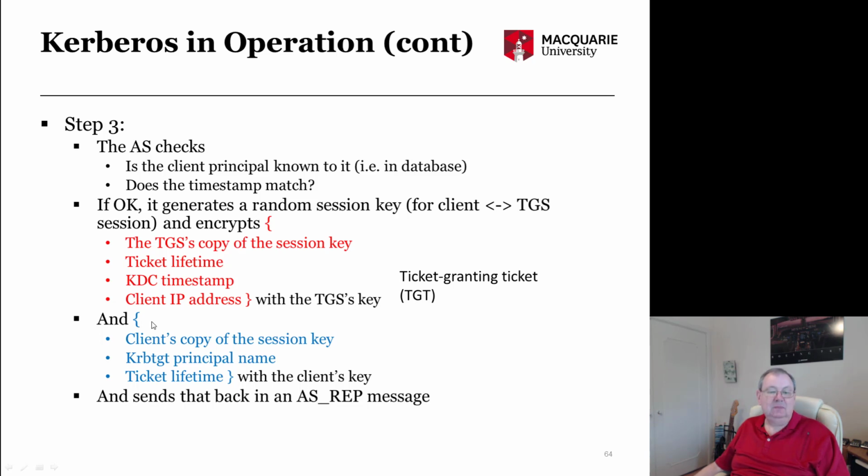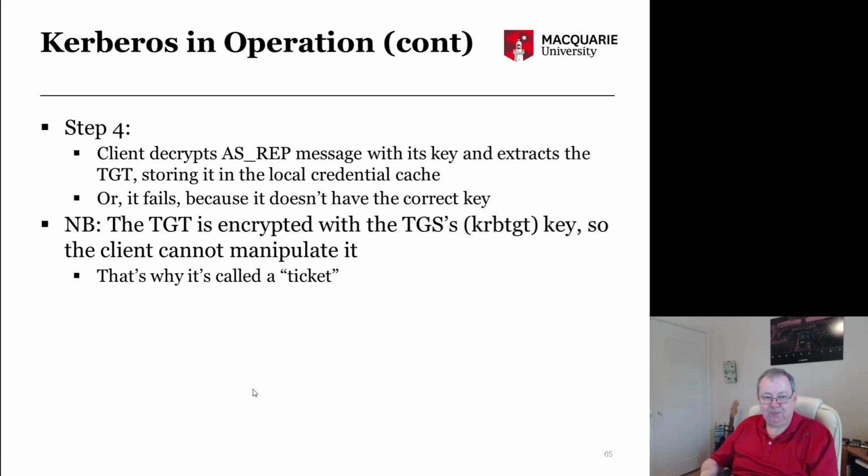It then adds on the client's copy of the session key, which will be used for client ticket granting server communication, the KRBTGT's principal name, and the ticket lifetime, and it encrypts all of that with the client's key that it extracted from the database. And it sends that back in an AS reply, authentication server reply message.